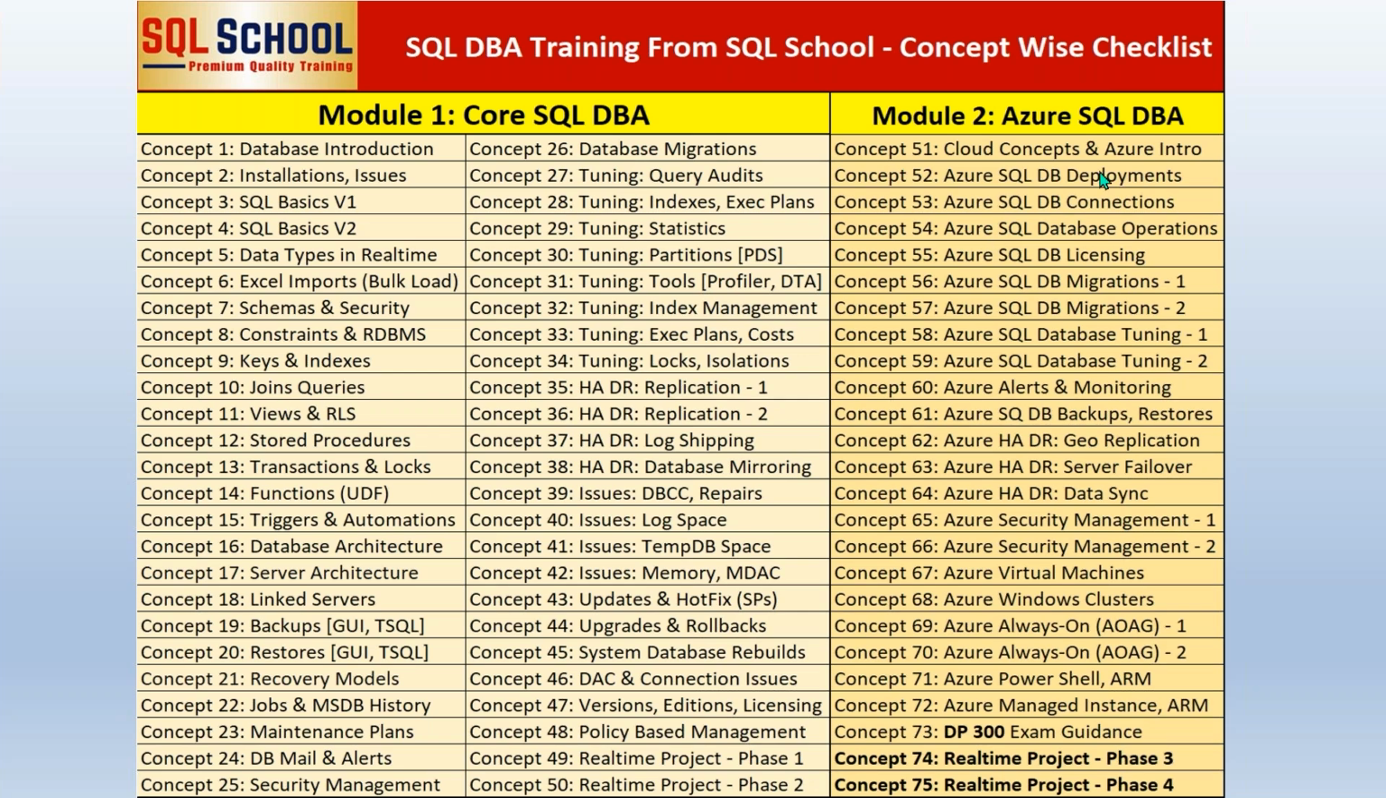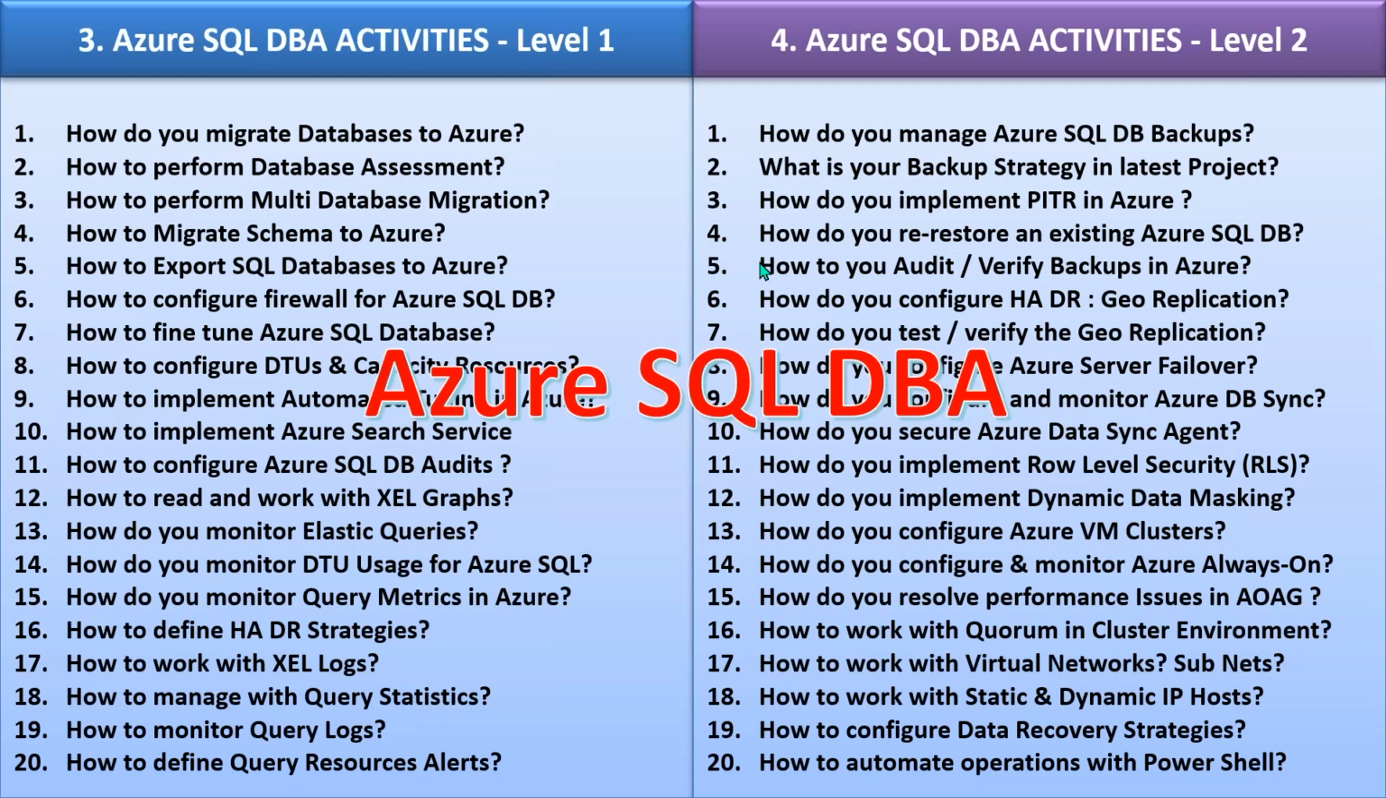What we do here in our Azure DBA module, built on top of the core DBA, we are going to start, of course, from the fundamentals, basics, the actual action items, migrations, working with migration issues, then tuning concepts, automated and manual tuning, audits and monitoring, something called elastic queries, logs, statistics, alerts.